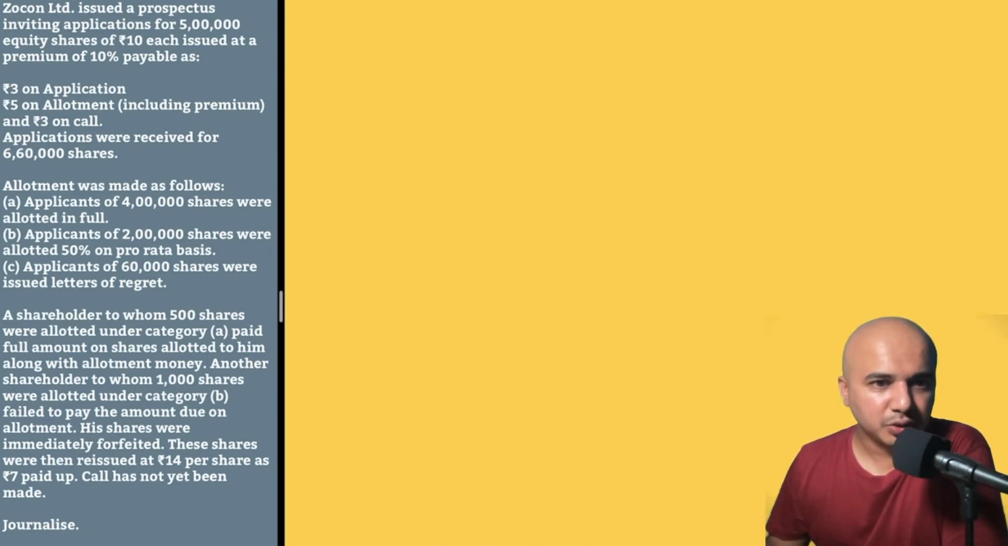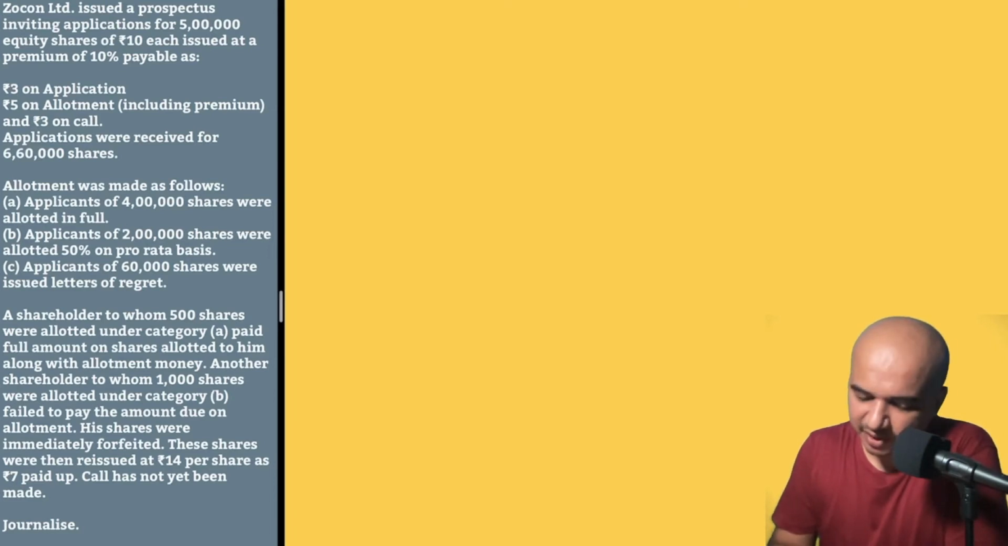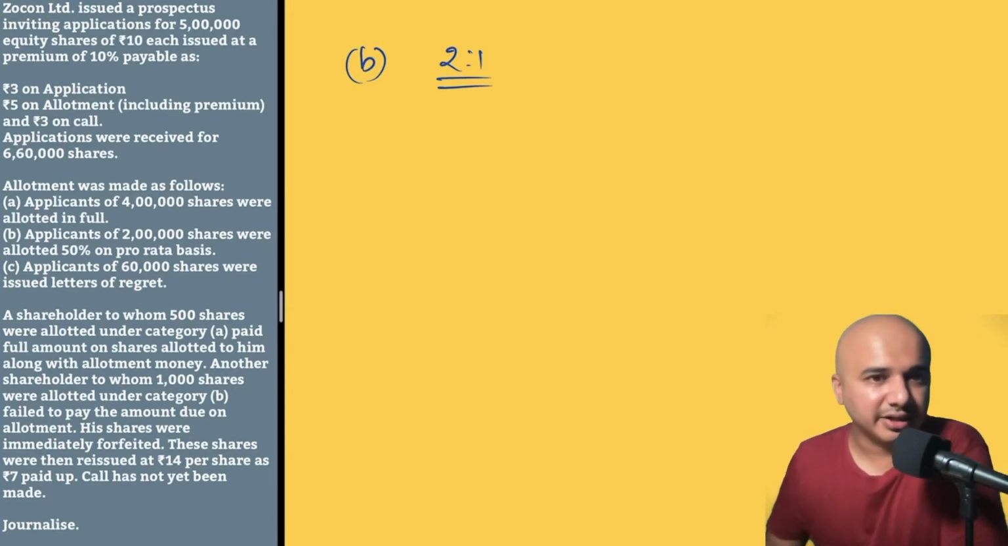Another shareholder to whom 1000 shares were allotted under category B failed to pay the amount due on allotment. Now this is slightly different. In the previous instance, that is when someone paid amount in advance, they belong to category A, no complications, 1:1 allotment. Whereas in this case, the person belongs to category B, wherein 2:1 allotment has taken place.